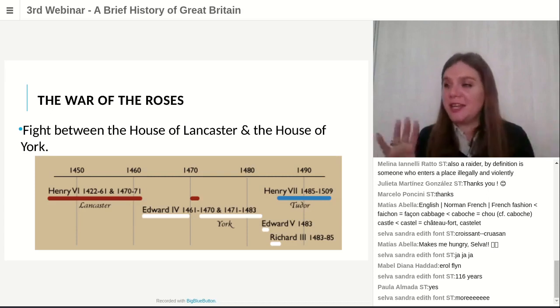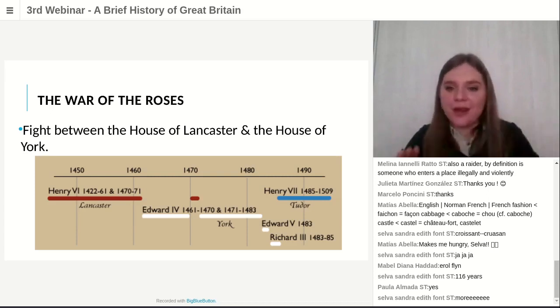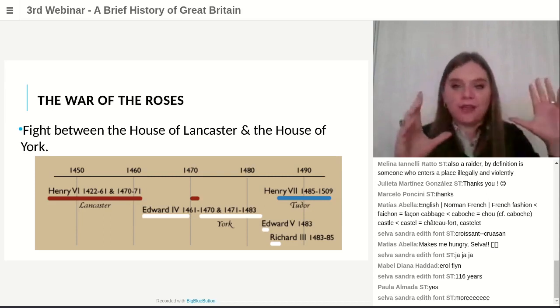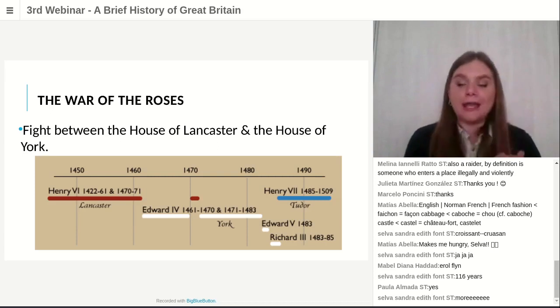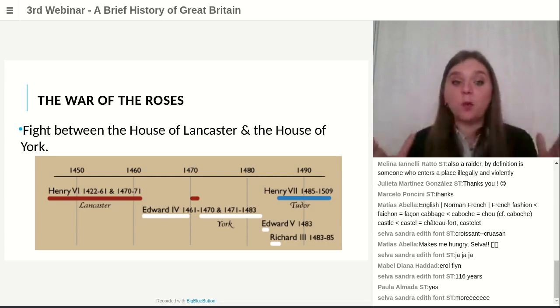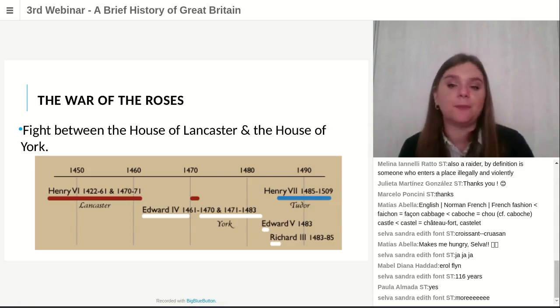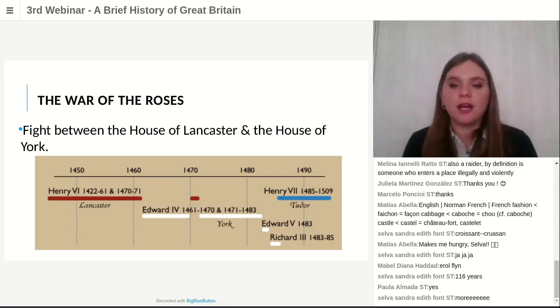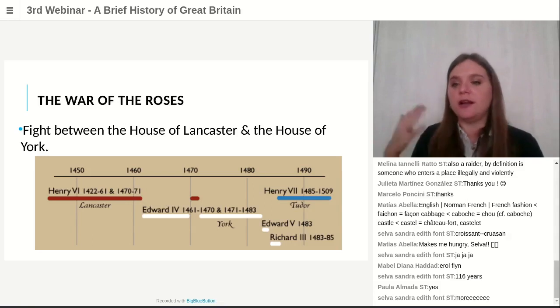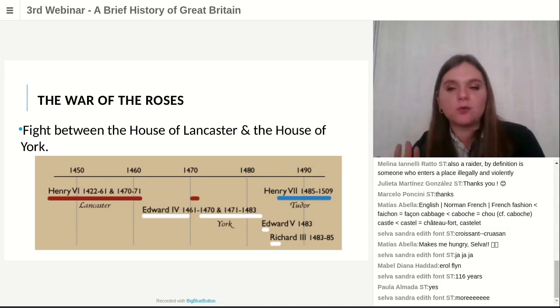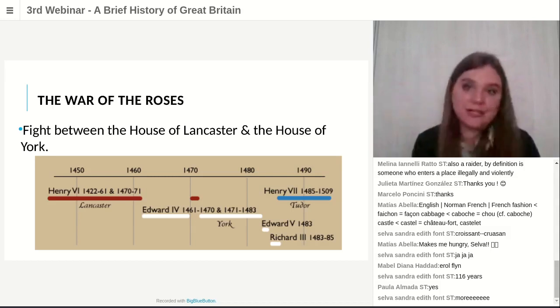Okay, so here we see how when we see red, that meant that the Lancasterians were in power. When we see white, that would be that the Yorkists were in power. So they came back and forth over a series of conflicts, and then eventually someone was victorious. We will get into that in a bit.